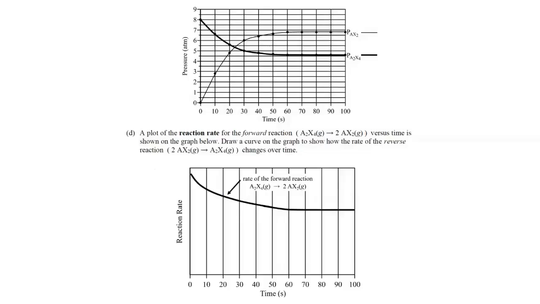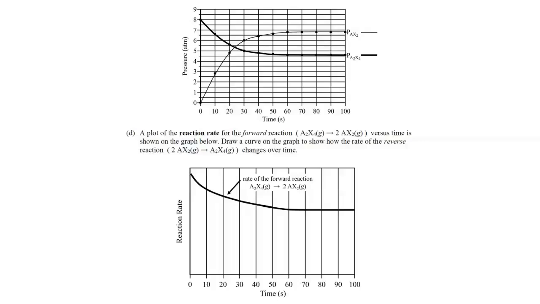So now on to part D, where you can see on the top, it's a graph of pressure versus time, but on the bottom, you can see a graph of reaction rate versus time. So here's what part D says. A plot of the reaction rate for the forward reaction, that is going from A2X4 to AX2, is already shown. So in other words, you can see that the reaction rate starts off pretty high, gets a little bit lower, and eventually levels out to a non-zero value.